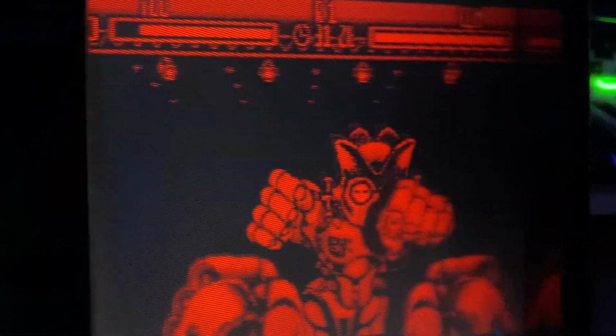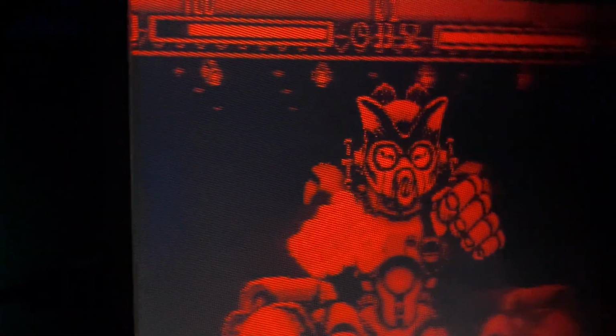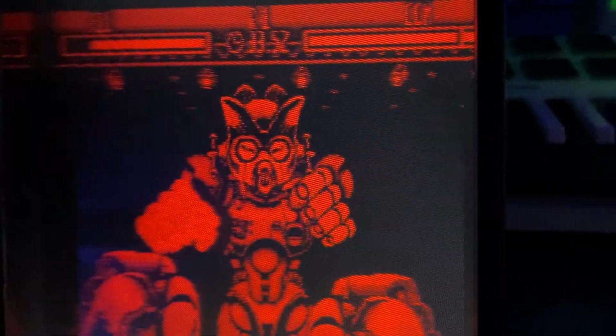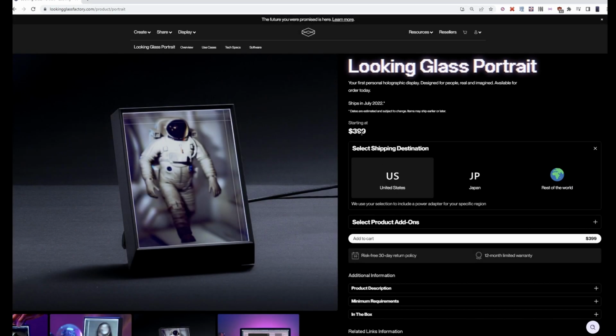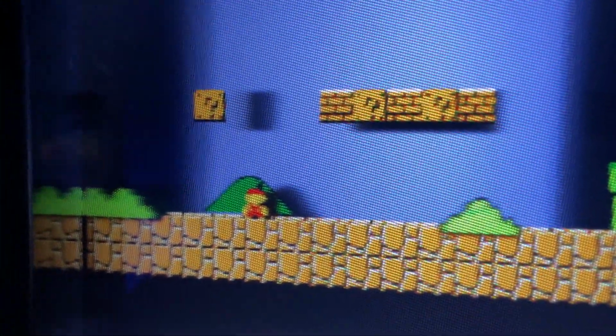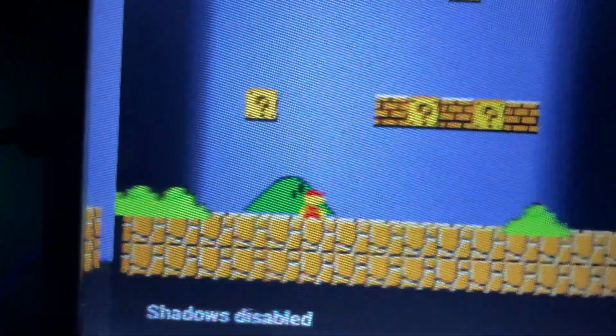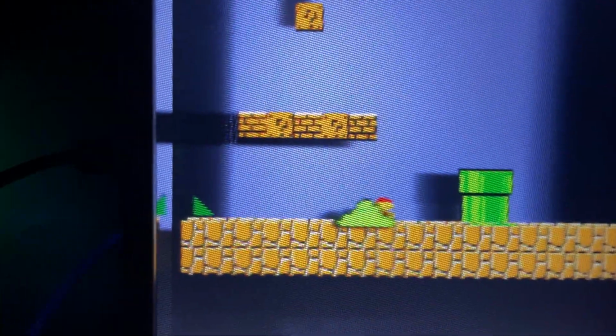This is a Virtual Boy emulation running on a holographic display. This display is a Looking Glass Portrait. I admit they're kind of stretching the definition of what a hologram is, but you can simultaneously view multiple angles. There's about a 50-degree area where you can move your head around the screen and see different views, and your eyes do focus at the different focal points.